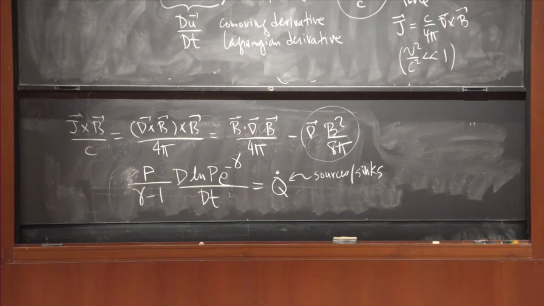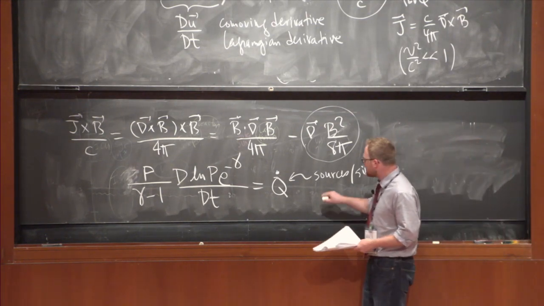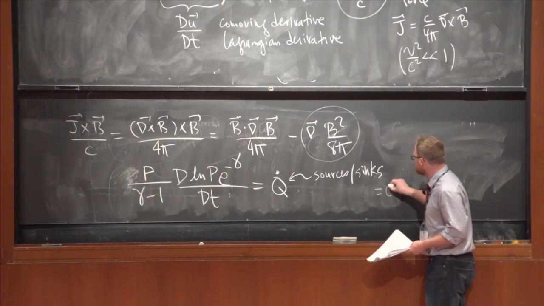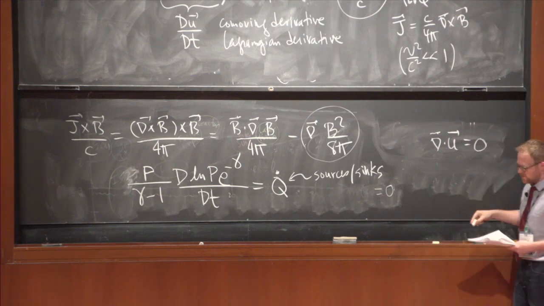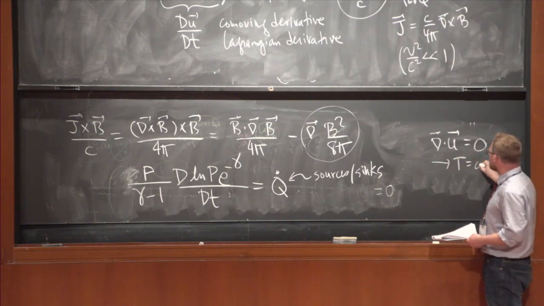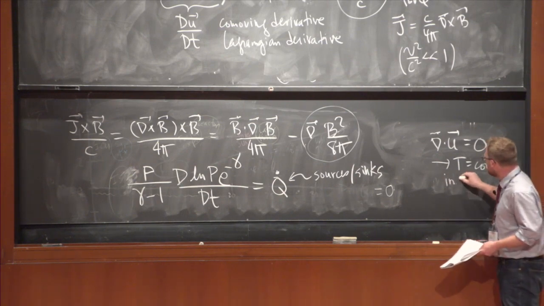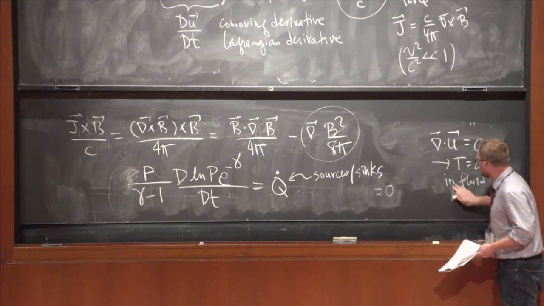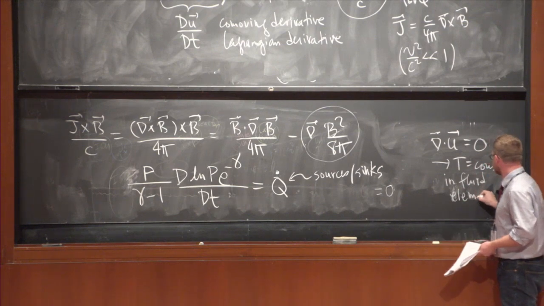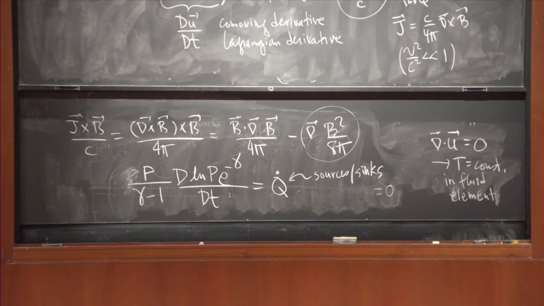So something I show just in a few lines in the notes is that in such a system where the sources and sinks are 0, if you have incompressible motions, so if the divergence of the flow is 0, this means that T is a constant. Actually, in a fluid element. So what I mean by that is the big D by dt. Good.